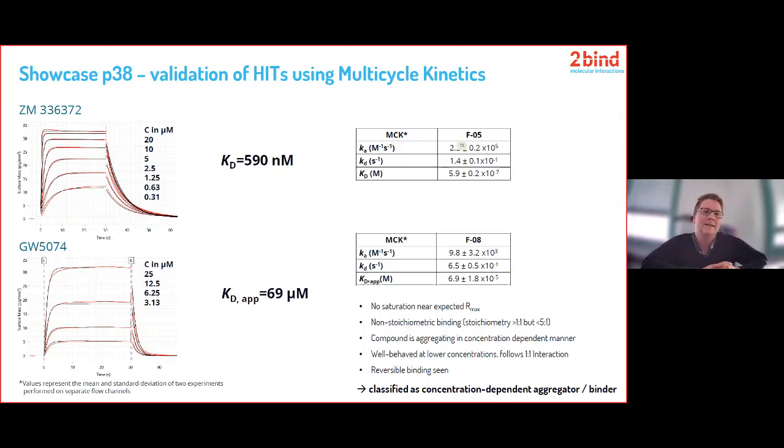When you look at the lower concentrations, the binding plot and binding curve follows a one-to-one interaction, and it's highly reversible. So this is perfectly fine. But from a certain concentration on, this is not the case anymore. So there's a non-stoichiometric binding, and for sure not one-to-one. And also a very important hint is that there is no saturation near the expected Rmax. And that means that this molecule is aggregating.